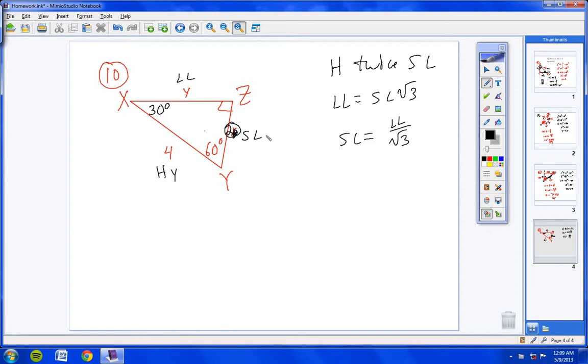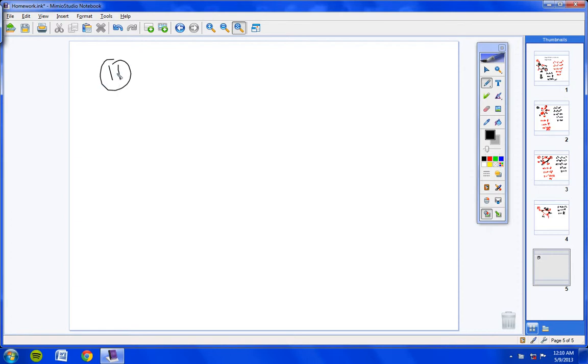2. How do you find the longer leg? Shorter leg times square root of 3. So what is the shorter leg? It's 2. 2 times the square root of 3. So this is 2 square root of 3. Boy, you got to love it when they give you problems like that. All right, number 11. Let's see what we have here.